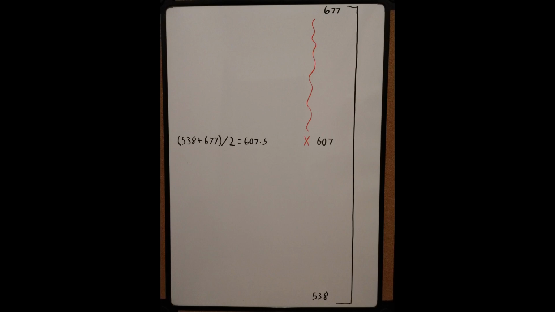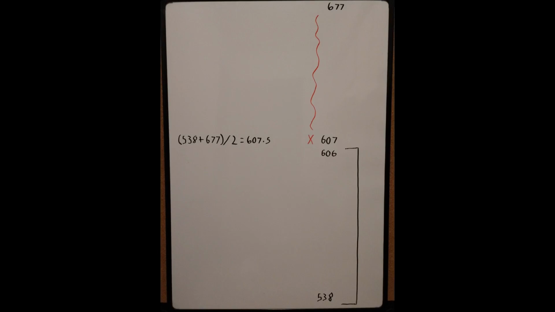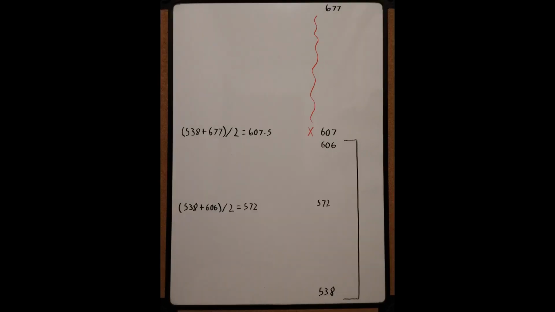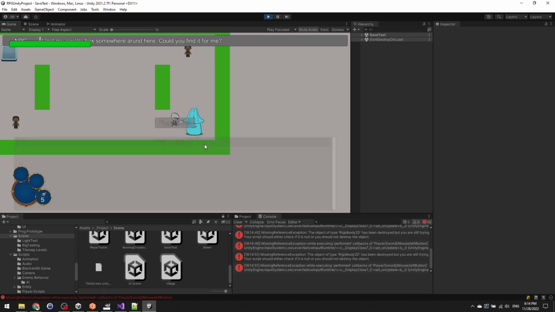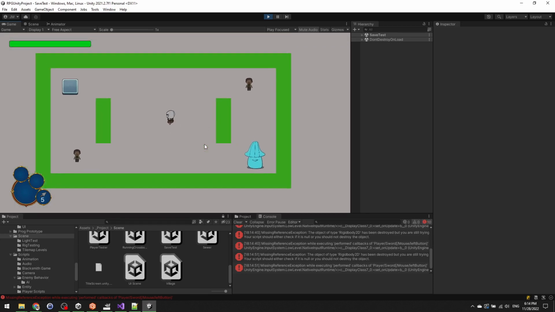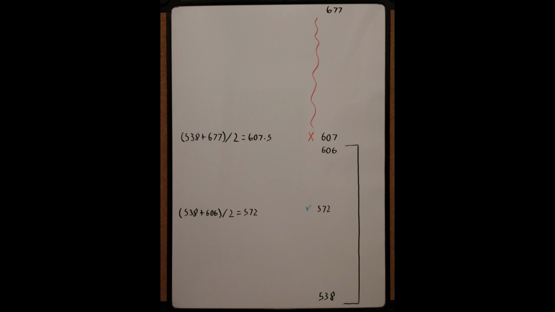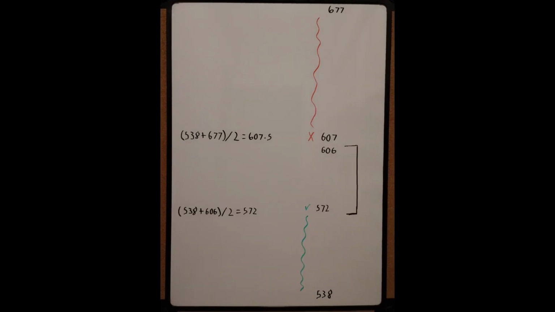Now we want to check between our existing low, which was 538, and our new high of 606. We'll repeat that process to get 572. Let's check out 572 and see if our bug appears there. Hey, it works in 572. That means the bug appeared in 573 or later. So this time we have a new low of 573 and we use our existing high of 606. And we'll basically rinse and repeat these steps until we've narrowed it down to our evil culprit.